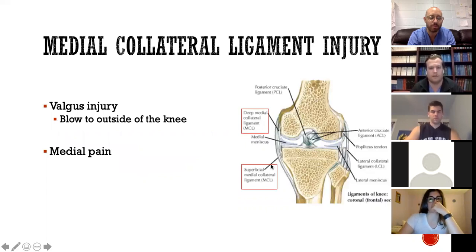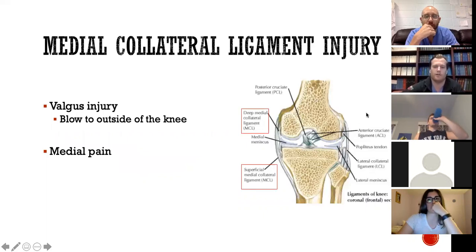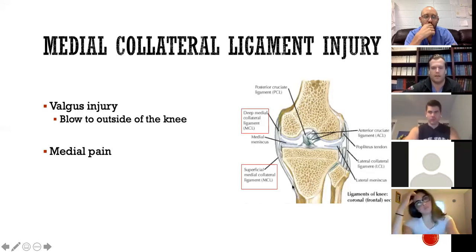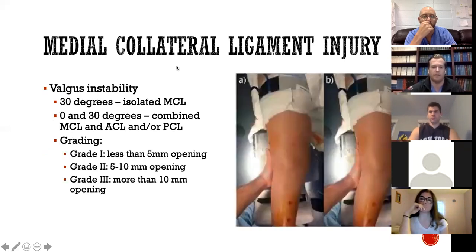The medial collateral ligament, again, is located on the medial side of the knee. This is due to a valgus injury, most commonly described in sports as a blow to the outside of the knee. So a force directed from laterally to medially will put the knee into valgus, and will put tension across the MCL, causing it to fail. Patients will typically describe medial pain about the knee.